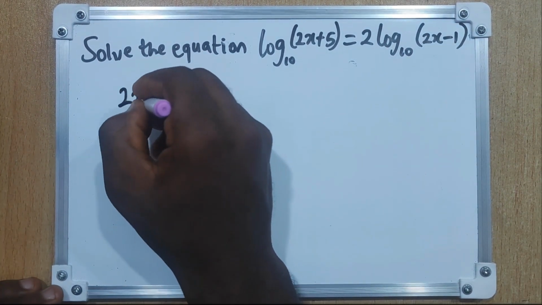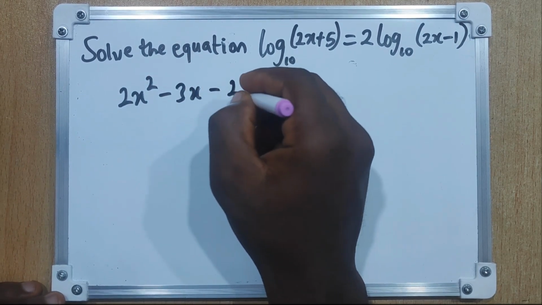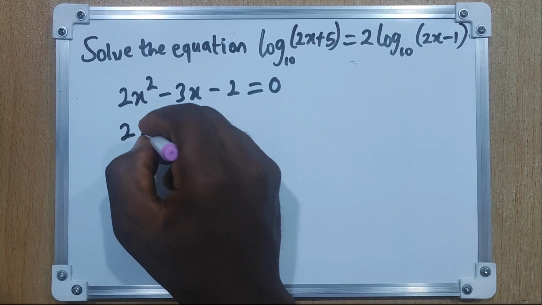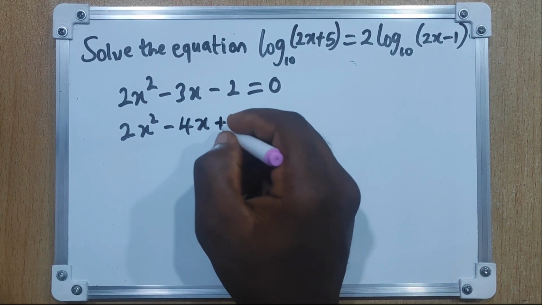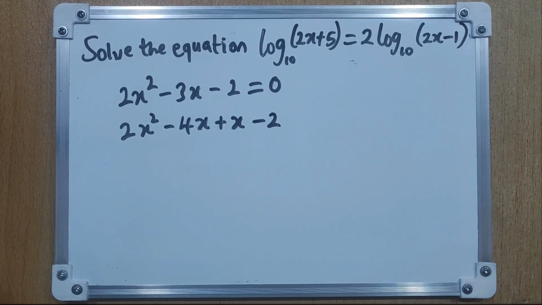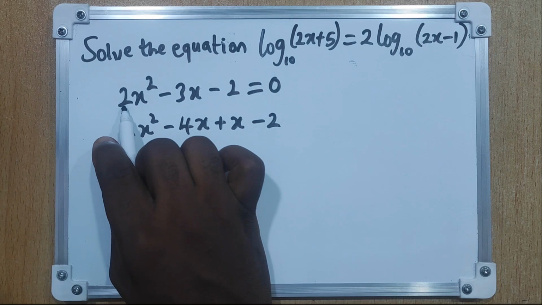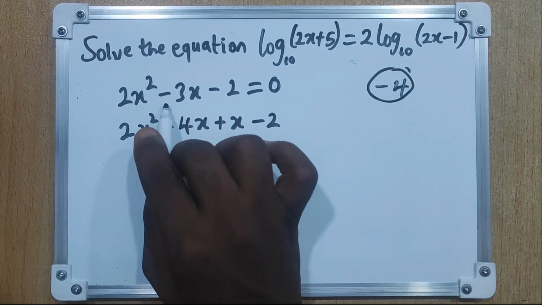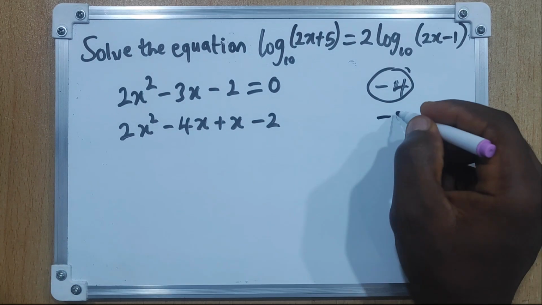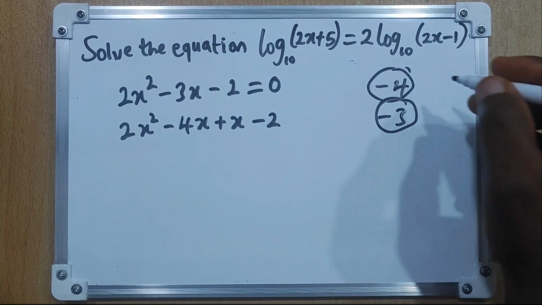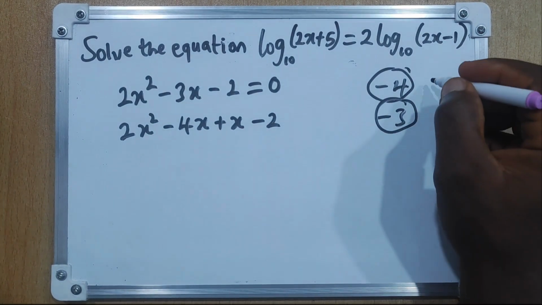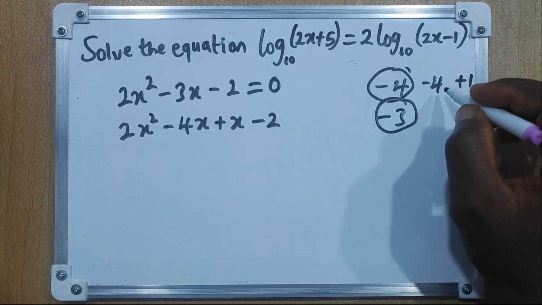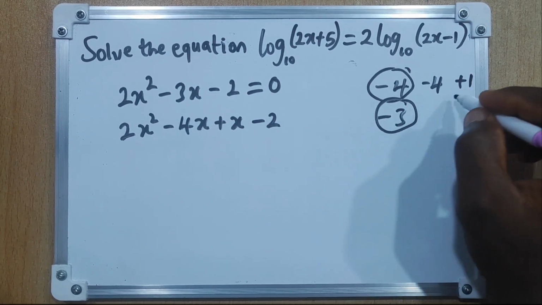So I have 2x squared minus 3x minus 2 equal to 0. Now, this is going to simply be 2x squared minus 4x plus x minus 2. So basically what I did was to multiply the leading coefficient, which is 2 here, times this minus 2 here, and that gives me minus 4. Then the coefficient of the middle term is minus 3. So I need two numbers that will multiply to give me minus 4, and add to give me minus 3, and those two numbers are simply minus 4 and plus 1.